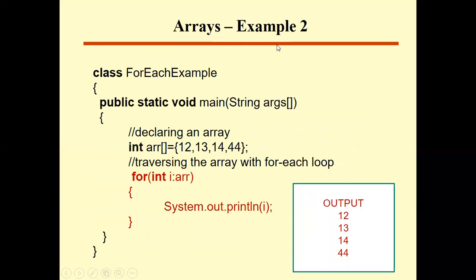Now, this is the second example program using arrays. Here, the main class name is ForEachExample, and inside this class, the main method is defined. An array with the name arr is declared as well as initialized with 4 elements. A for-each loop is used to traverse the elements present in the array. Since the data type of this array is integer, the loop control variable i is also declared as an integer variable. Now, this is the output of this program.